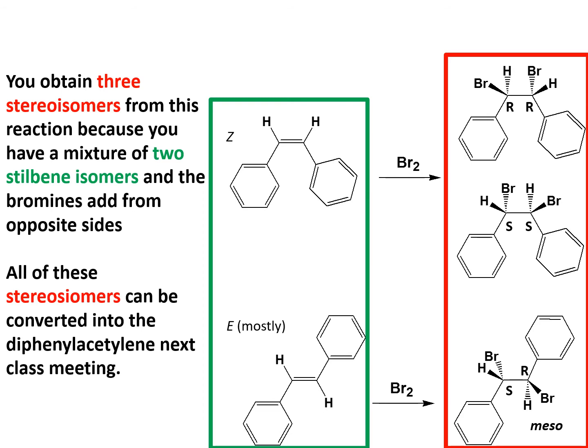We came from both cis and trans stilbene, and both of them are susceptible to the attack of the bromine. So we're going to actually form the RR, the SS, and the meso compound. And all of these stereoisomers can be converted into the diphenylacetylene in the next class, so it's not really important to purify them.